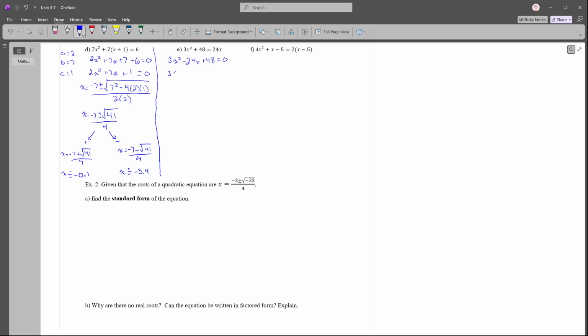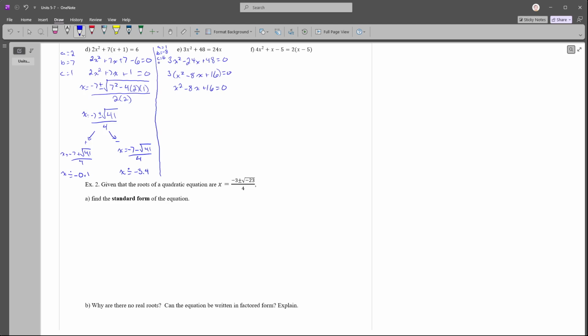So that means we have 3 times x squared minus 8x plus, what's 48? 16? Yeah, 48 divided by 3 is 16 equals 0. Now, if I divide both sides by 3, we just end up with x squared minus 8x plus 16 is equal to 0. Ooh, we super simplified this. Now, what are our A, B, and C? A is equal to 1. Our B is equal to negative 8. And our C is equal to 16.